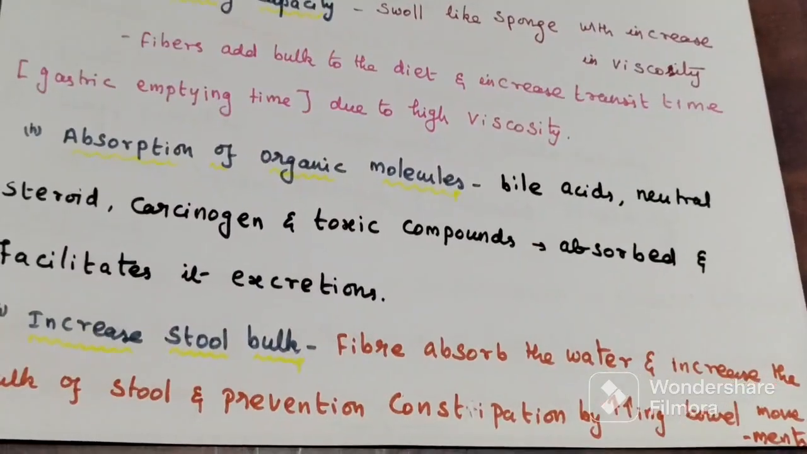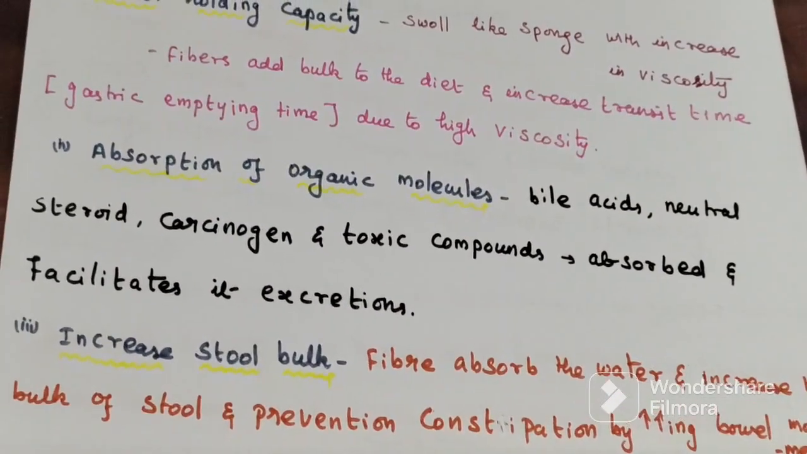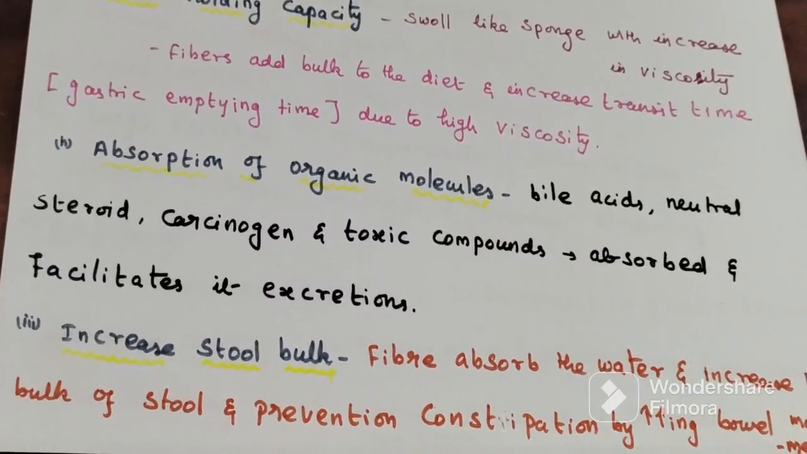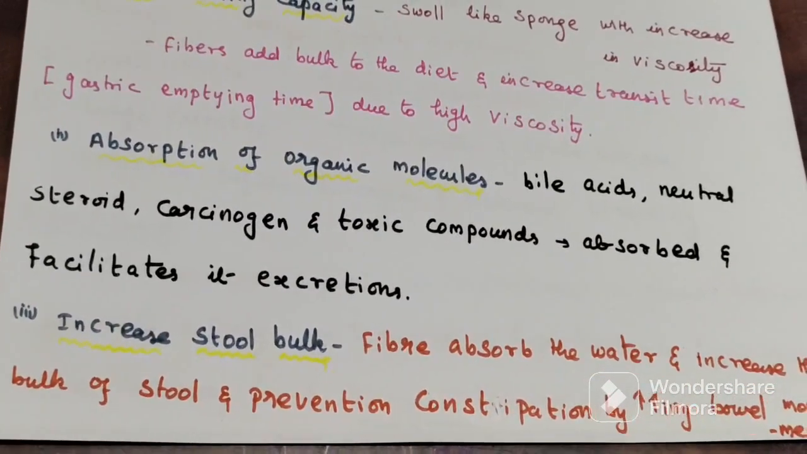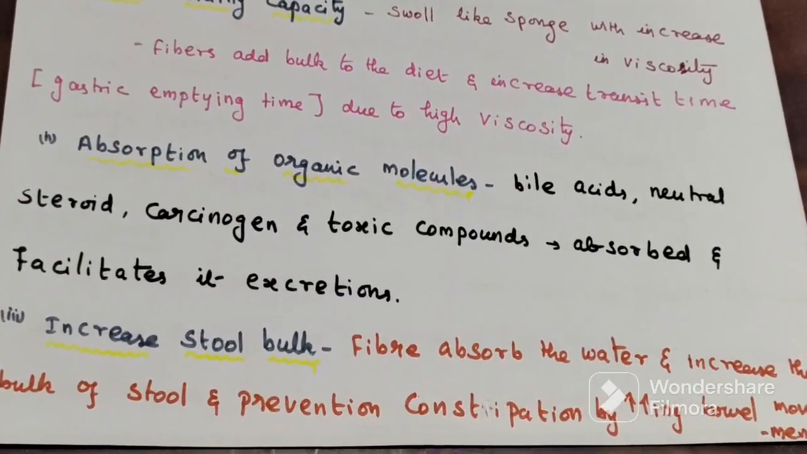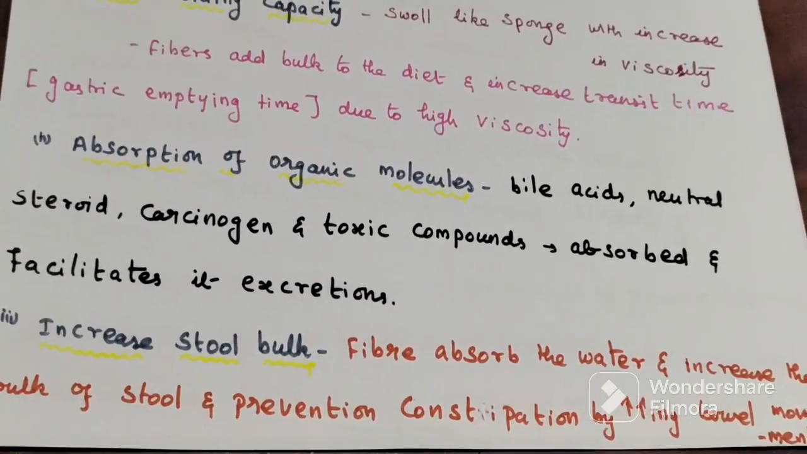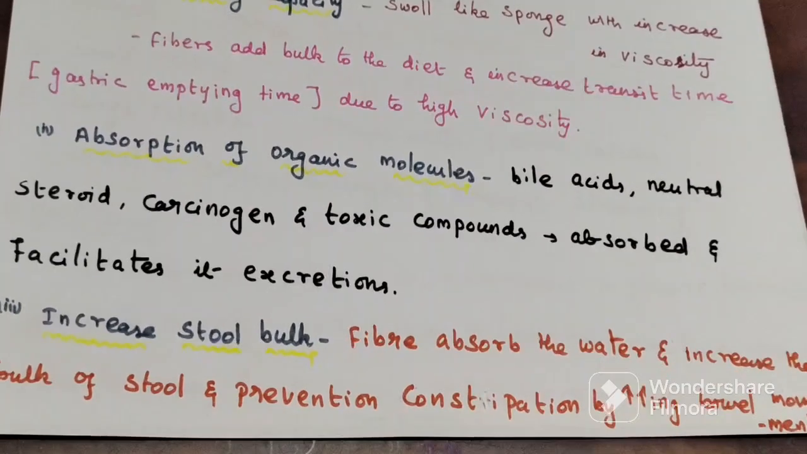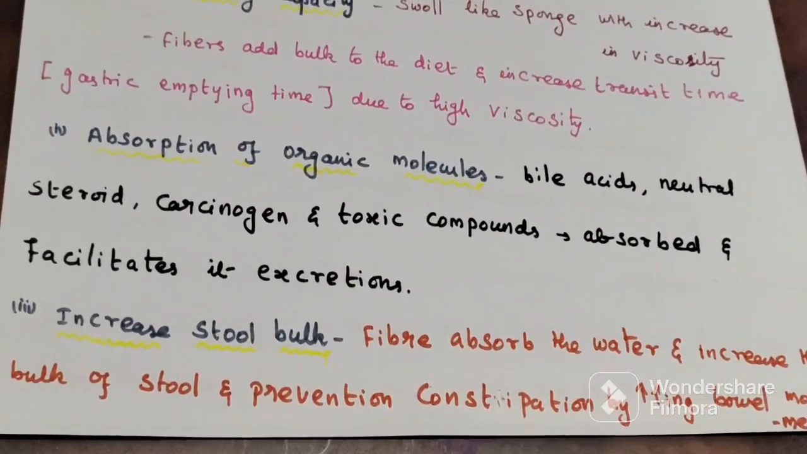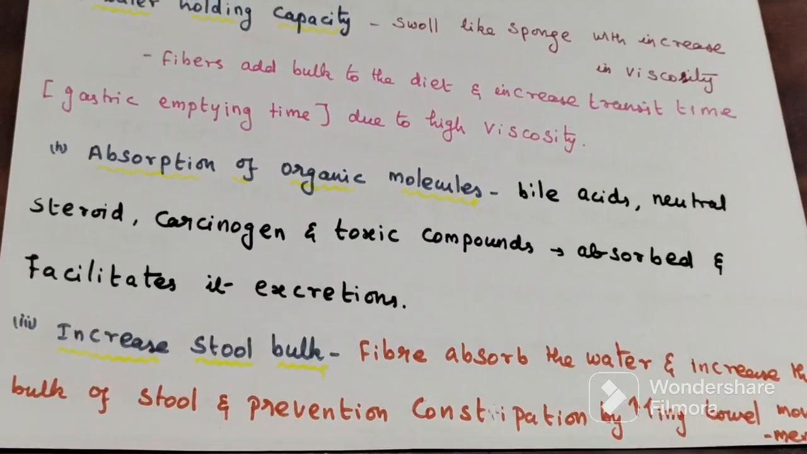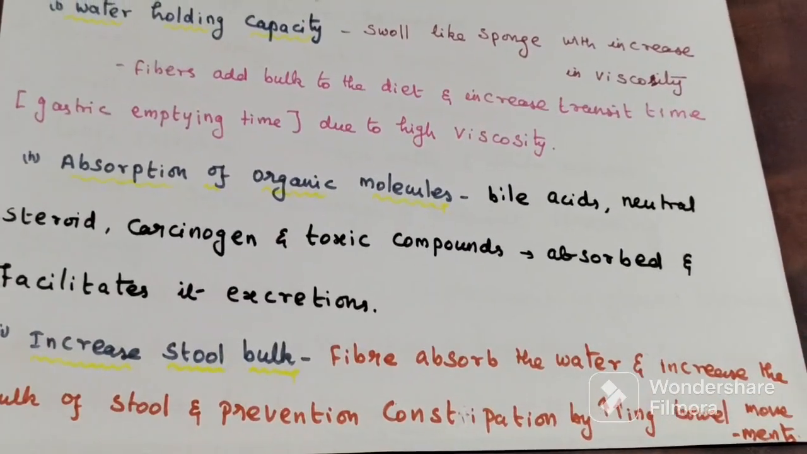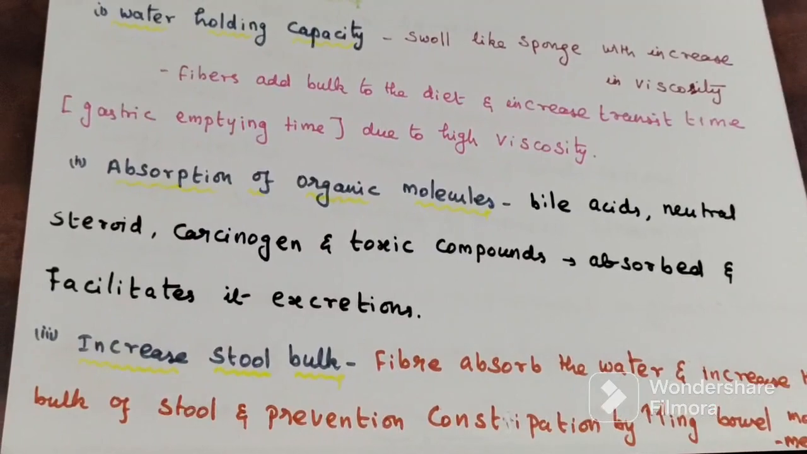Third one is it increases stool bulk. The fiber absorbs water and increases the bulk of stool and prevents constipation by increasing bowel movement. So it absorbs a high amount of water, increasing the bulk of stool, so it prevents constipation problems.